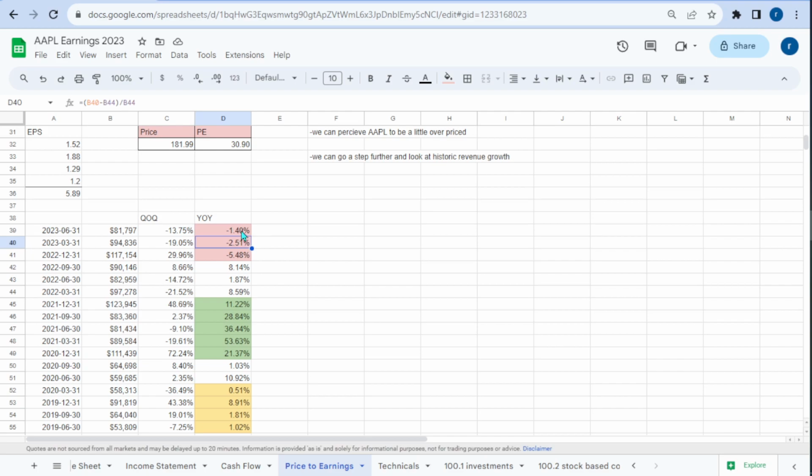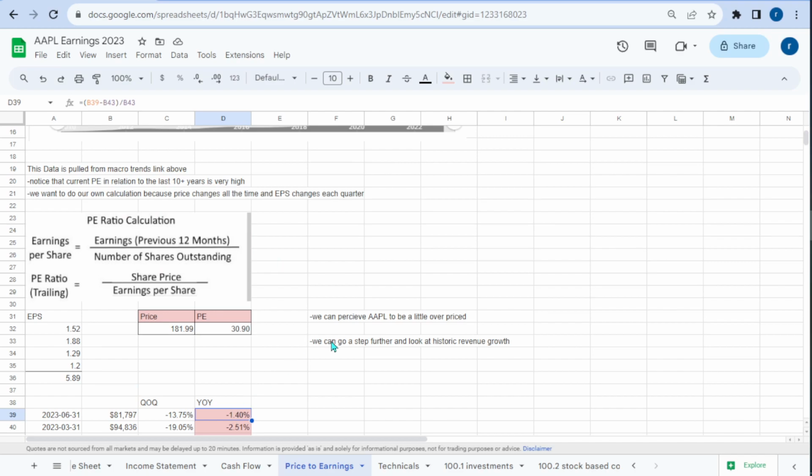Okay, well, maybe people just don't have as much disposable income, and that's what's causing this slump in revenue. So these are all things that you want to focus on. Now, if we're having negative year-over-year growth in revenue, does it make sense to pay almost a 31 PE ratio for Apple? I personally don't think that it's worth 30.1 price to earnings, but that's just my opinion.